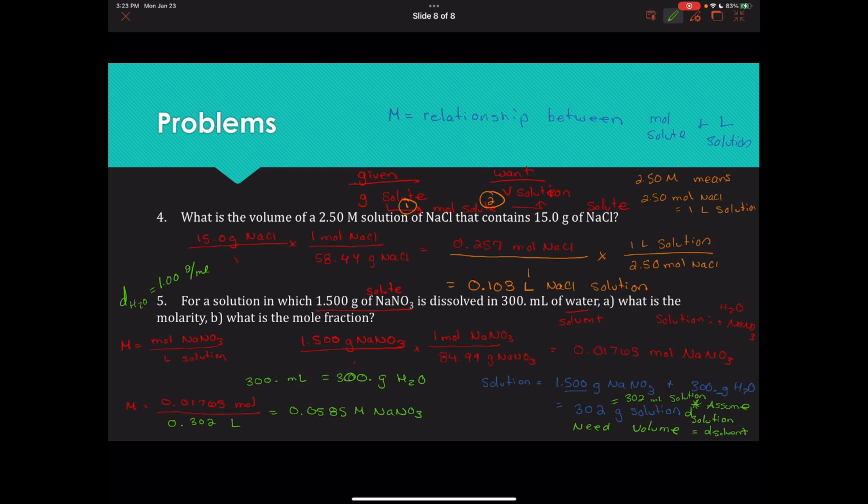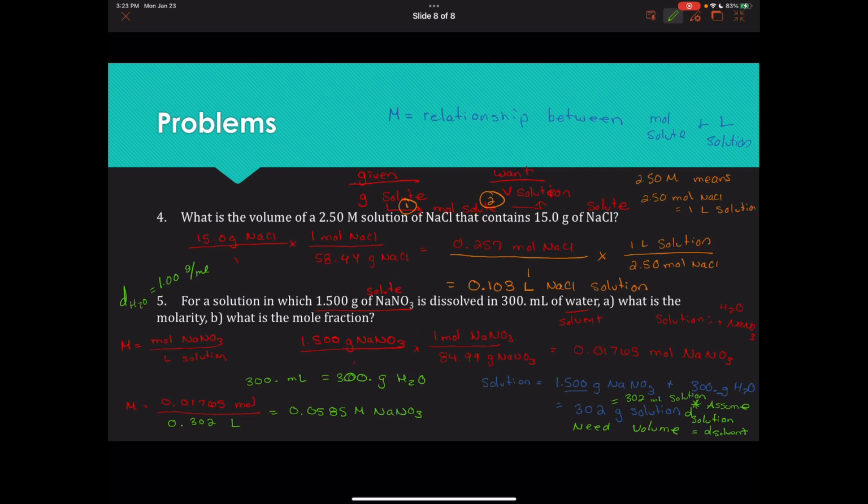Here we're making this assumption. We're able to do so because it's an aqueous solution. We're dissolving in water, and we have a very small amount of solute. You will encounter other problems like this. When that's the case, assume your solution density and your solvent density are the same.